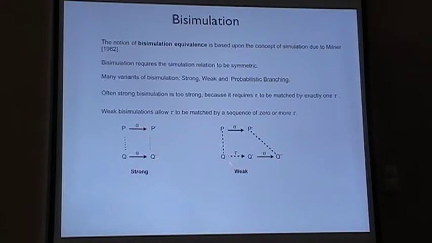That's strong. Weak, on the other hand, is where P and Q are equivalent, and P does alpha to become P prime, and Q does some internal tau transitions to become Q prime, and then does an alpha output transition to become Q double prime. If P and Q are equivalent, we get that P prime and Q double prime are also equivalent, and this is called weak bisimulation. So weak bisimulation allows one tau to be matched by a sequence of zero or more taus, whereas strong requires a tau to be matched by exactly one tau.